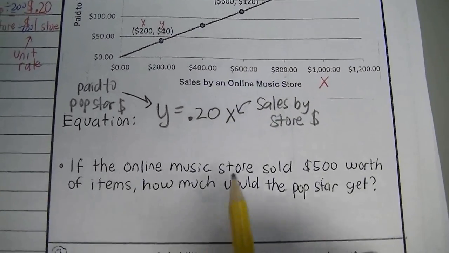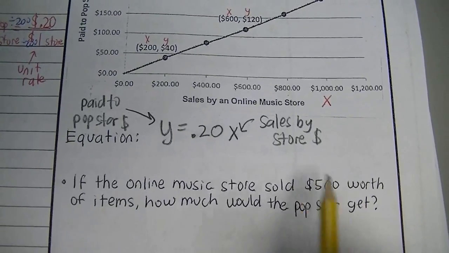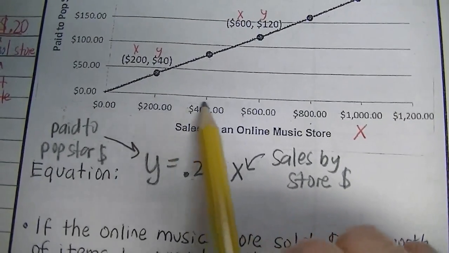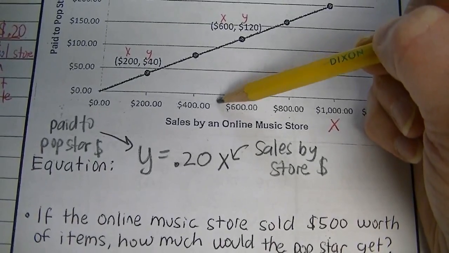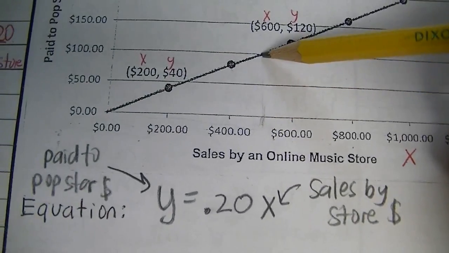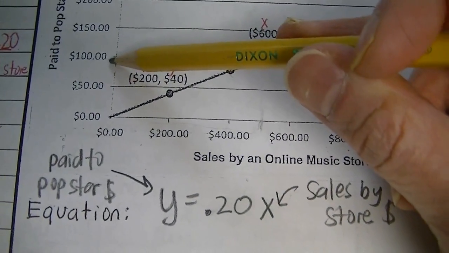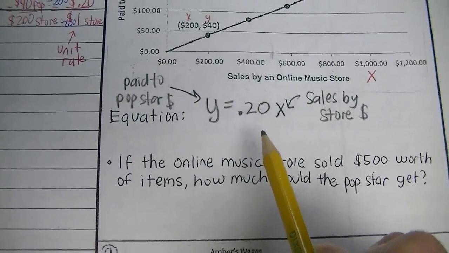So now it says if the online music store sold $500 worth of items, how much would the pop star get? So I'm going to go see here if that's even on my graph. $500 would be like right here. And I don't know exactly for sure. That's about $500. I think it would be 100 would be paid to the pop star, but I don't know for sure. So therefore, it's always good that you have this equation.